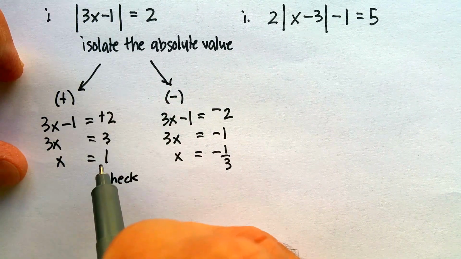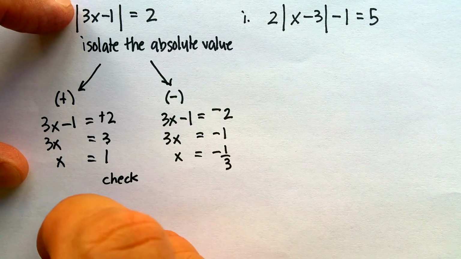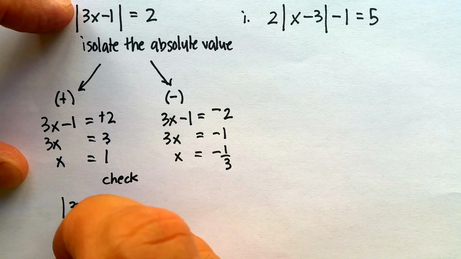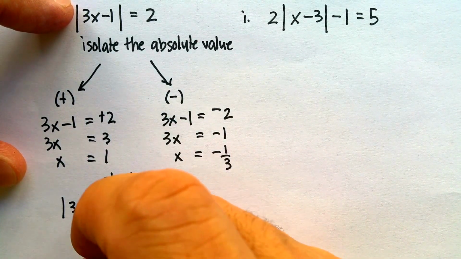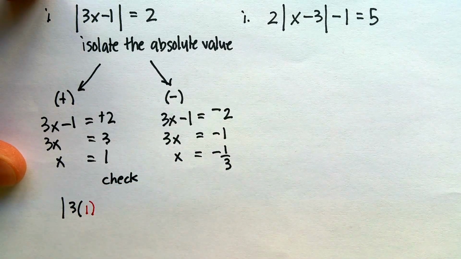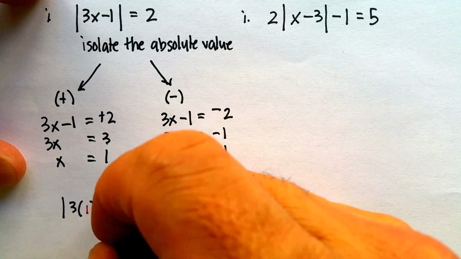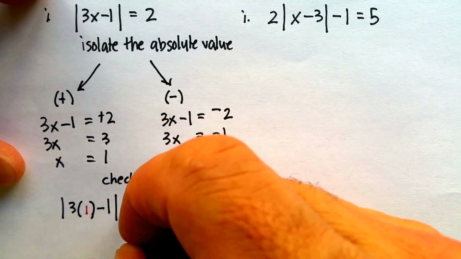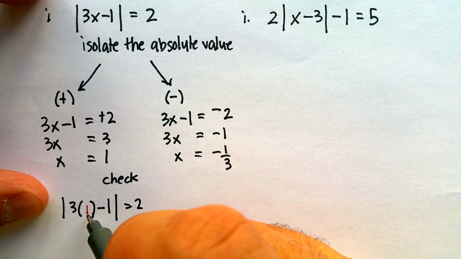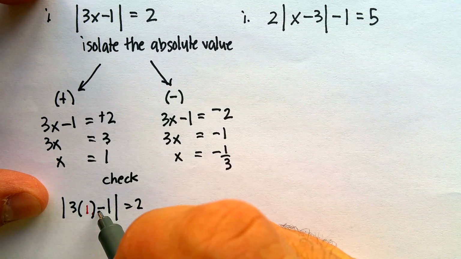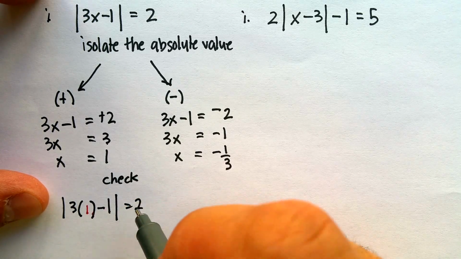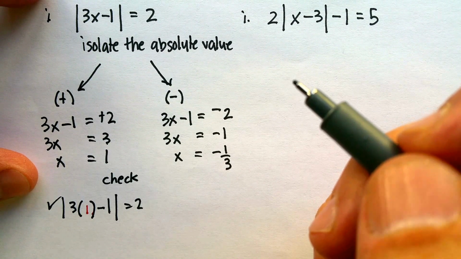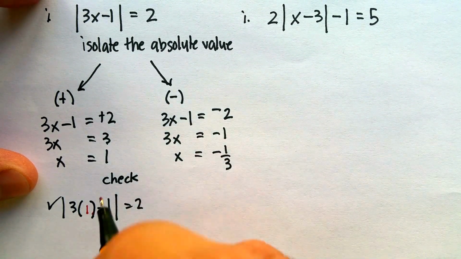Let's put 1 into the original equation. So I would have 3 times, and I'm going to use a different color here to emphasize that I replaced the x with a 1. There we go. Minus 1, absolute value, is equal to 2. So 3 times 1 is 3, minus 1 is 2. The absolute value of 2 is 2, so it actually does work. So this one works fine.